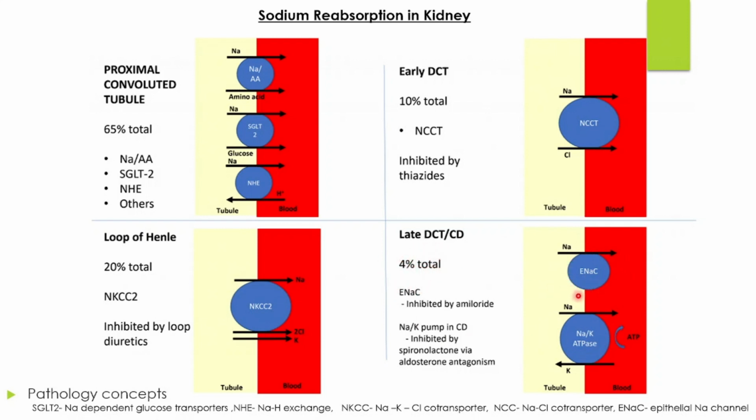The epithelial sodium channel pump is inhibited by amiloride, and the sodium potassium pump in the collecting duct is inhibited by spironolactone diuretics.